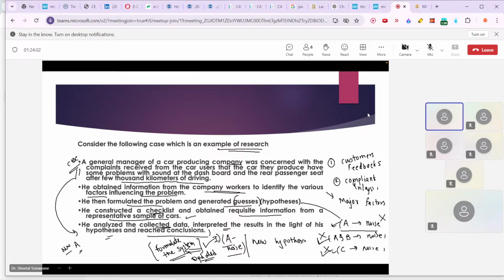Exactly. So what is the motivation behind the study? First, we have to see what is the motivation behind the study. Why are we trying to find out smoking patterns? To avoid the diseases.